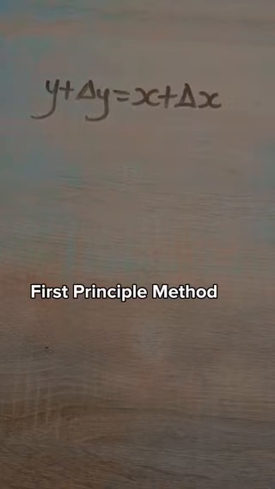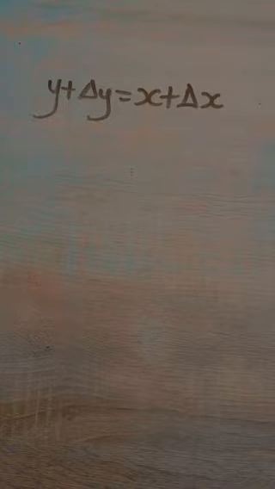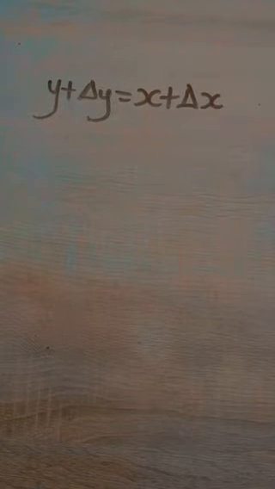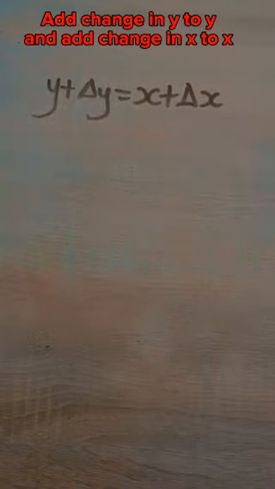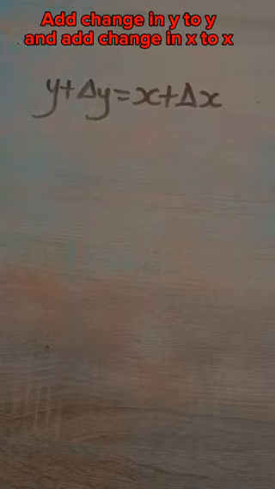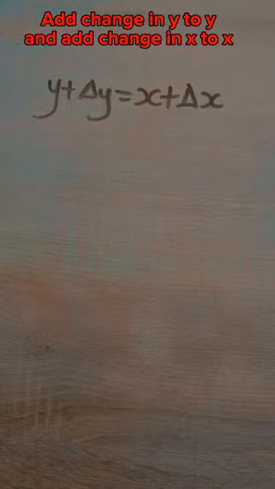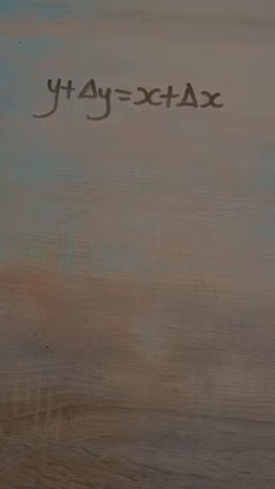We talked about the general method, but today we'll be talking about the first principle method. So what is the idea of the first principle method? Listen attentively: add change in y to y and add change in x to x. We have a change in y and a change in x, so you add these to both y and x.